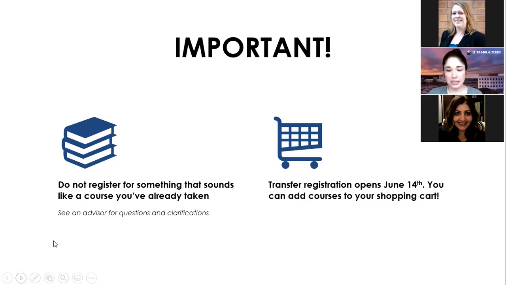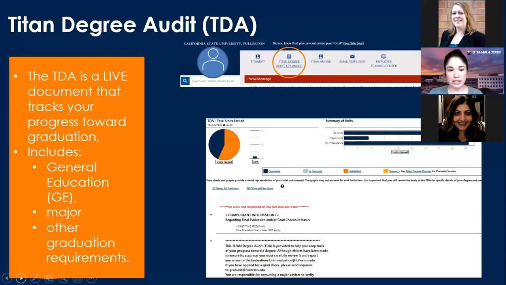So let's now dig into the TDA a little bit more. Let's first talk about what it is. It's a live document that tracks your progress towards graduation. It includes all your general education requirements, your major requirements, and any other graduation requirements you have on there.